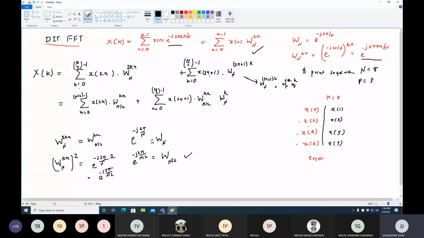Do you agree with me? Is this correct? Yes, sir. So now what is this? This is nothing but W_(N/2). Correct? Right? So can I write down like this? Is it correct notation? Say yes or no. Yes, sir. Okay.